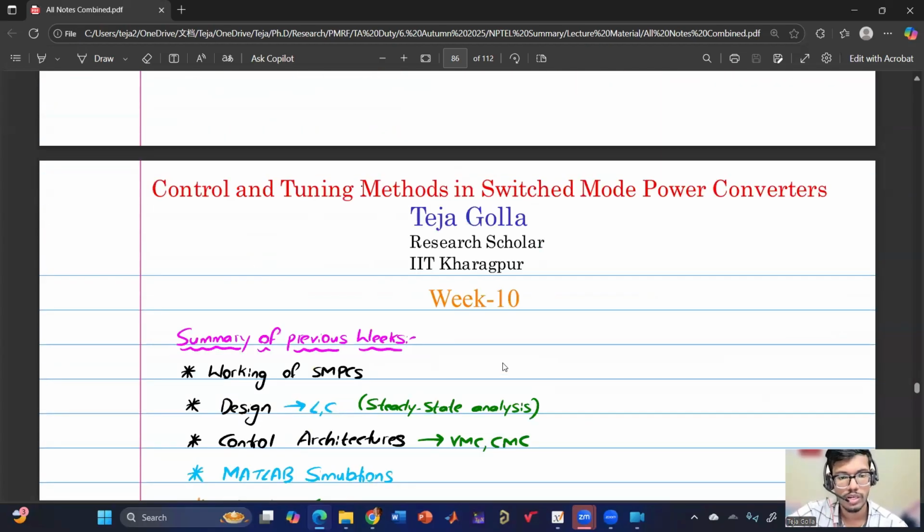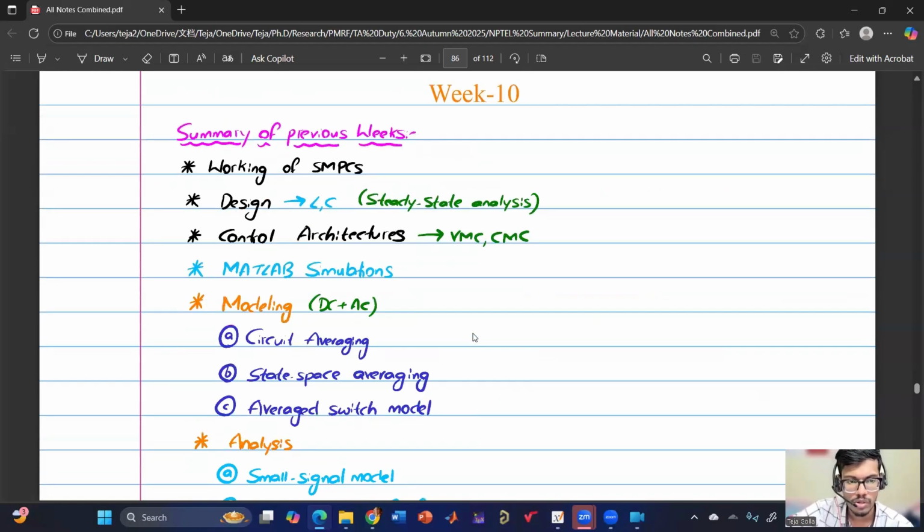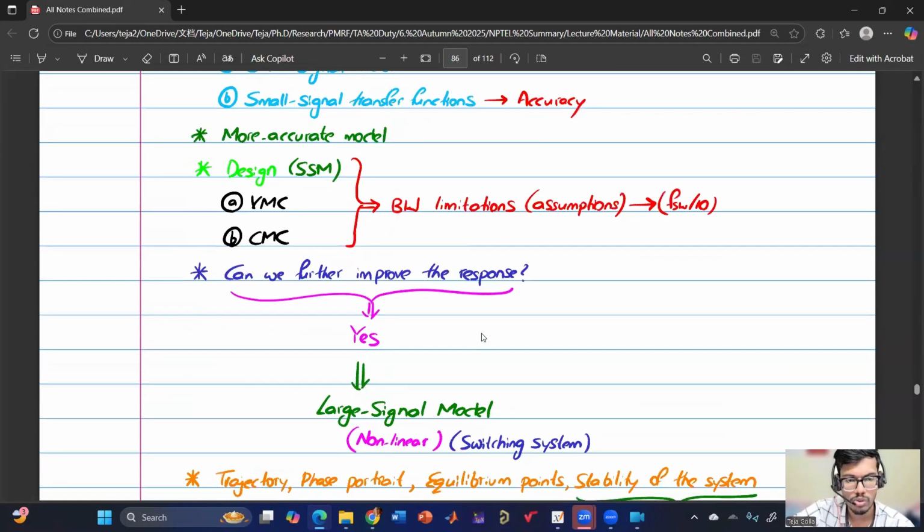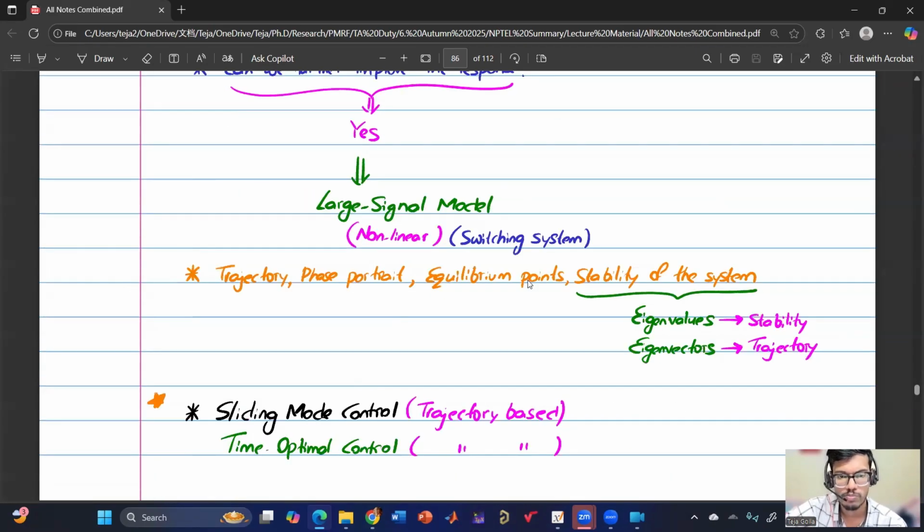In week 10, I have just given a summary of previous weeks just to connect the dots, and every week you should know why we are learning this, because that is more important than what you learn. You should learn why you are doing this, how you are doing this, how it will be helpful. So here I have mentioned that in order to use the large signal model, we have discussed the trajectory and everything. That's why trajectory, phase portrait, equilibrium points, and stability are very important.